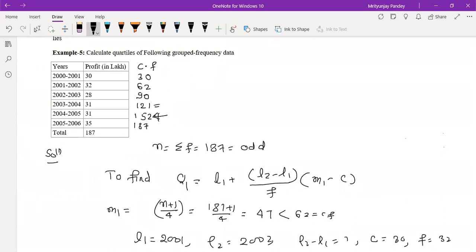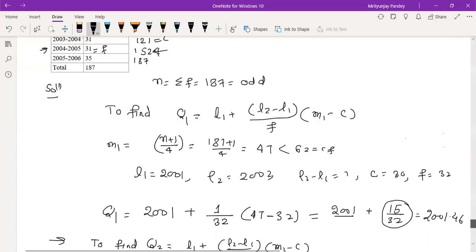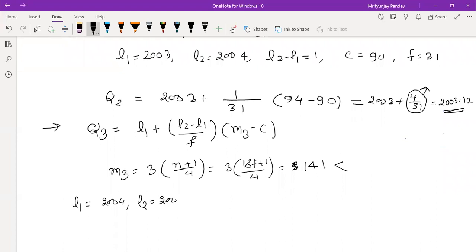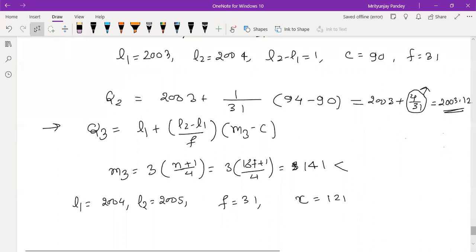Okay, so 152 से just less than है. So this is your C and this is your F and corresponding L1, L2. Understood? So 31, 121. L1 is 2004, L2 is 2005, F is 31, C is 121, right? ये L1 L2 correct लिखा है क्या? Once again check करके. Yes.